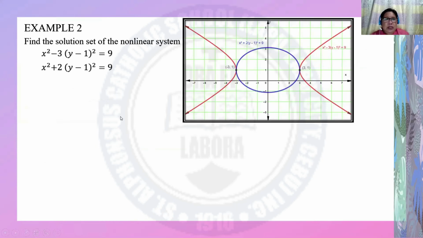For example number 2, find the solution set of the linear system x squared minus 3 times the square root of y minus 1 equals 9.